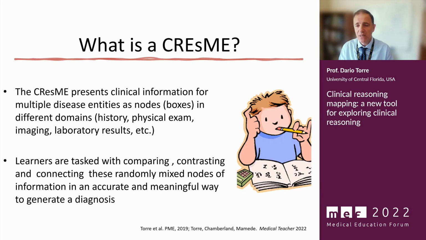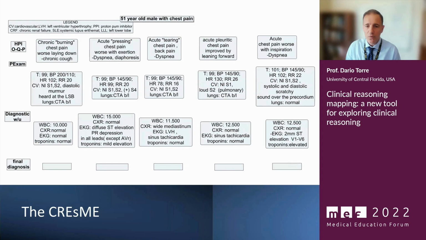And the learners are tasked, and I'll show you an example, with comparing and contrasting the different information provided in the nodes. And then the nodes are randomly placed within the sheet, and then the students have to connect in an accurate way the different nodes in order to generate a diagnosis. So let me give you an example of what we mean by this mapping exercise.